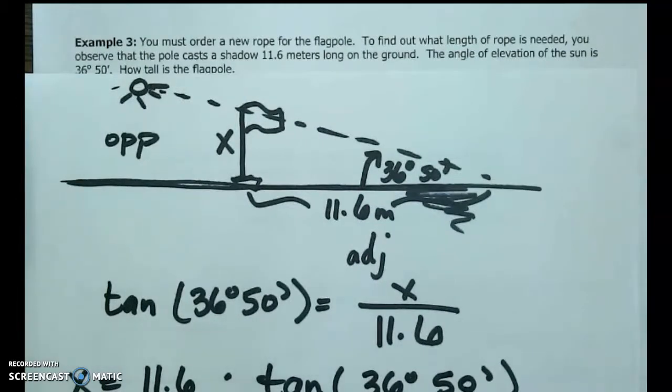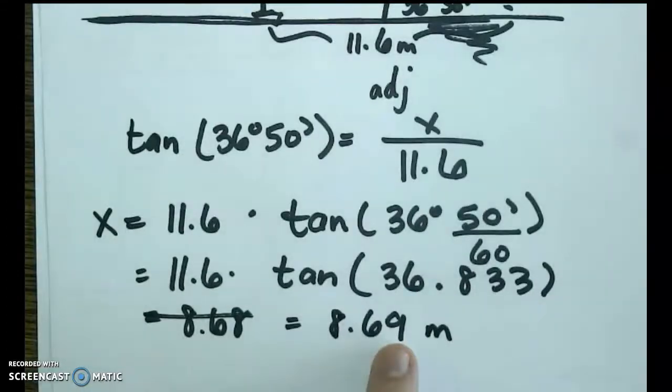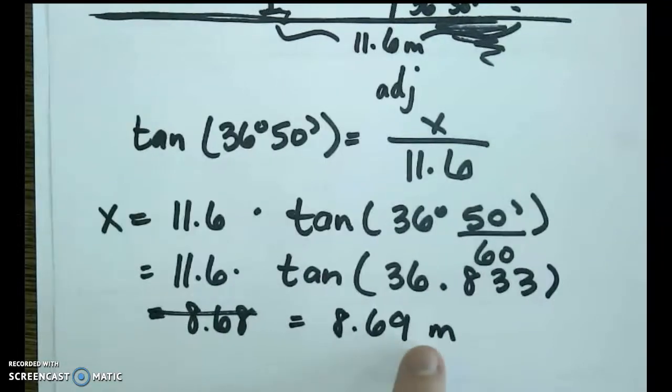And does it make sense in the context of the problem? We're talking about meters. We're talking about a height of a flagpole, so it's not going to be like 1,000 meters or anything crazy. This should make sense.